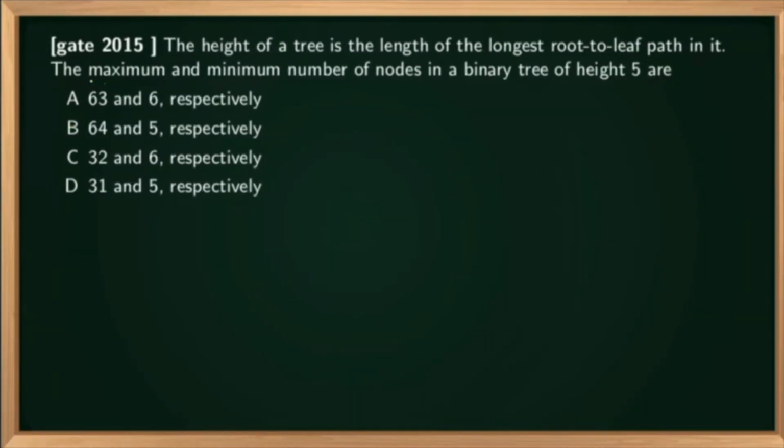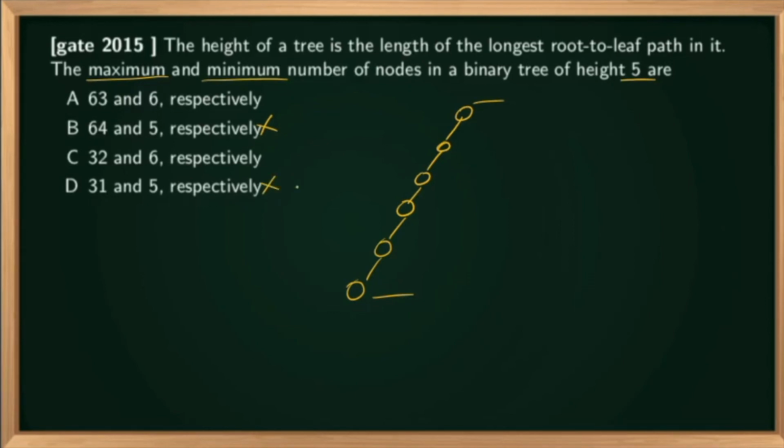See, we have to find the maximum as well as minimum number of nodes in a binary tree of height 5, right? Minimum is very simple. So this will be the minimum number of nodes of height 5, right? 1, 2, 3, 4, 5. Okay, so this is height 5. This is the minimum number of nodes in height 5. That will be 6, right? So the answer should be either A or D.